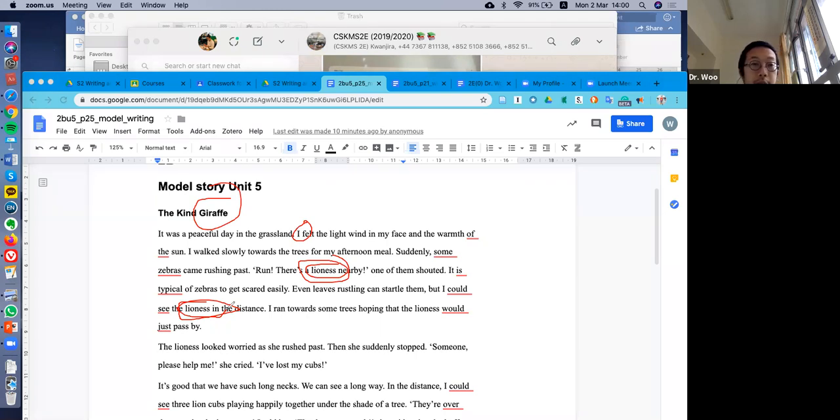So I'll say it again. In the model writing, we have giraffe. The perspective is from the giraffe. And the problem is there's a lion, a lioness, that is a female lion. And female lions eat giraffes. And the giraffe doesn't want to die, it wants to stay alive. So that's a problem for the giraffe.